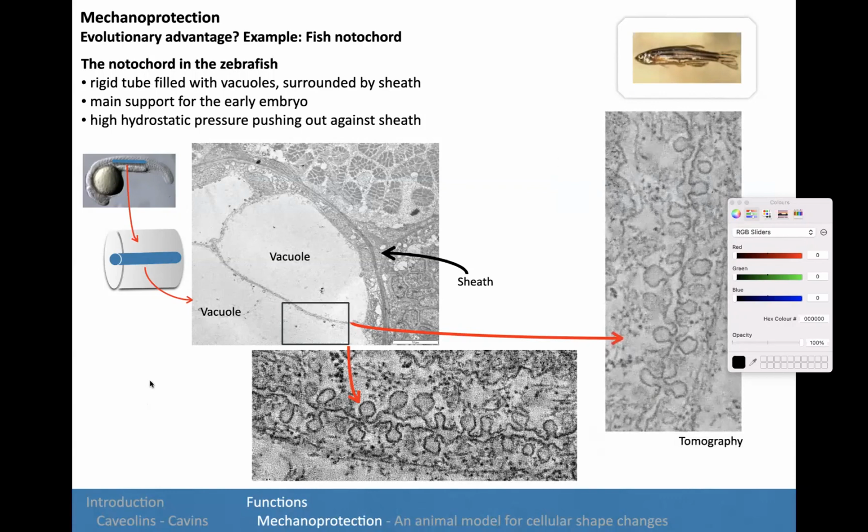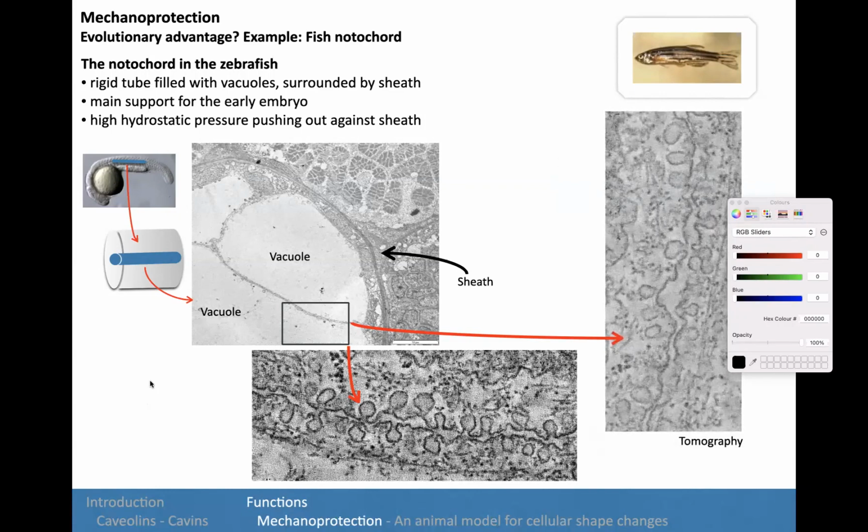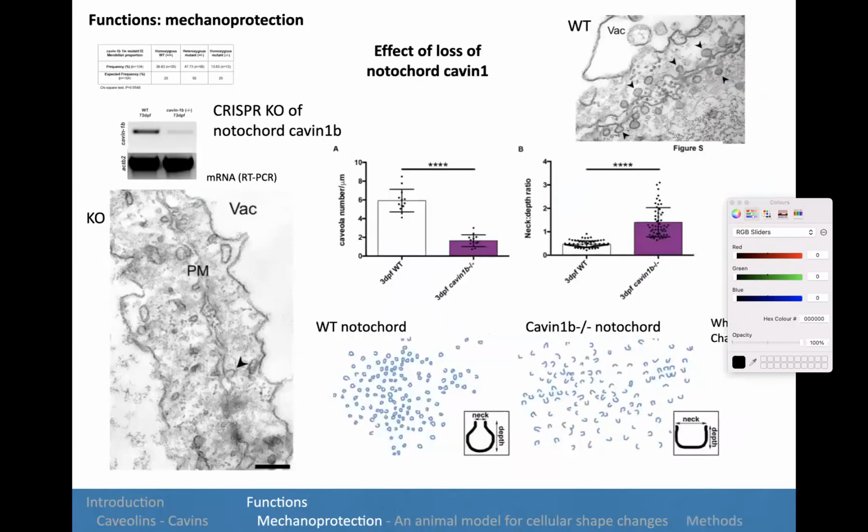So we thought this was intriguing. It's really a mechanical structure, and it's one of the most abundant sources of caveolae that we've ever seen. So what we did was to knock out cavin 1 in the zebrafish notochord. There are actually two, but at this stage, there's only one expressed in the notochord. So we knocked out cavin 1b, as it's called, and we could show that this caused a dramatic reduction in caveolae. And this is shown here.